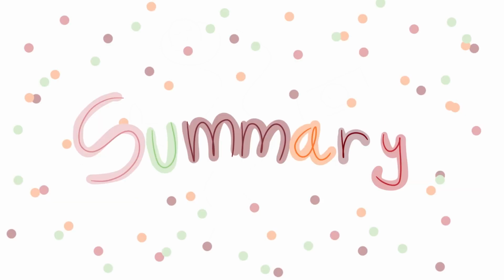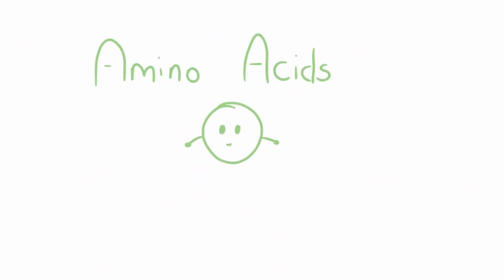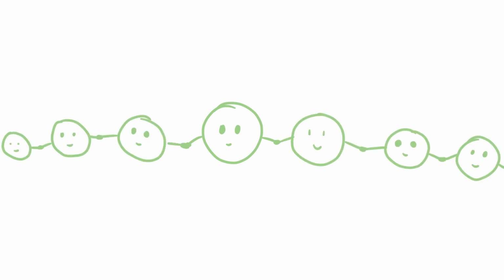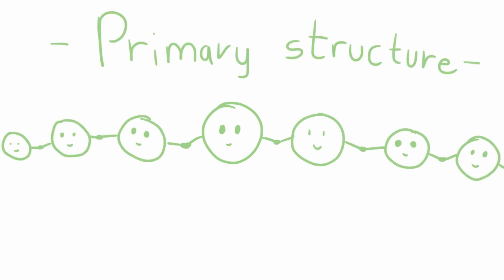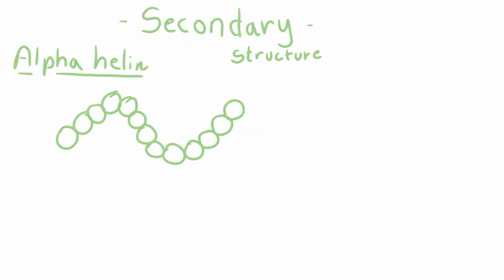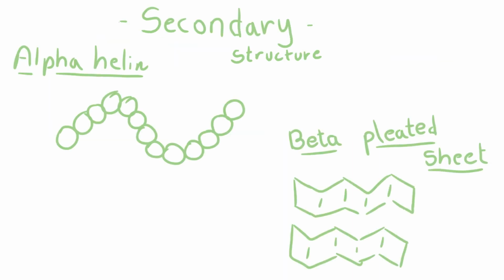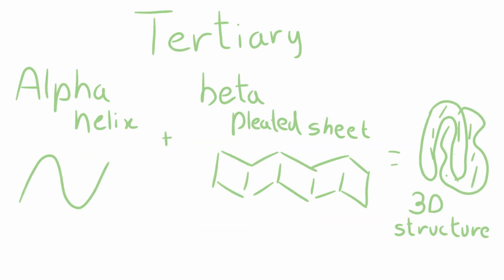Now let's quickly summarize the entire video. First, we require amino acids. These are like puzzle pieces. They join together and form a long chain molecule in the primary structure. And these long chain molecules then form alpha helix structures and beta pleated sheets in the secondary structure. In the tertiary structure, the combination of alpha helix and beta pleated sheets completes a beautiful looking 3D structure.